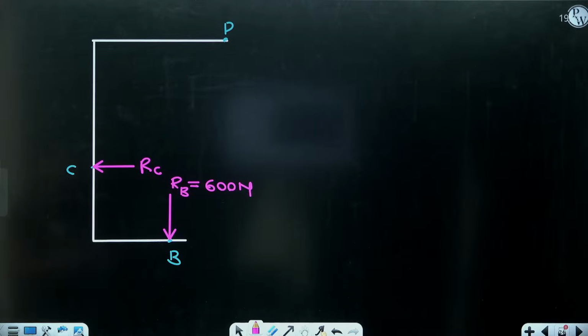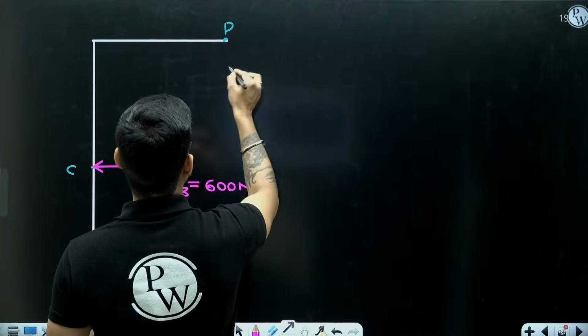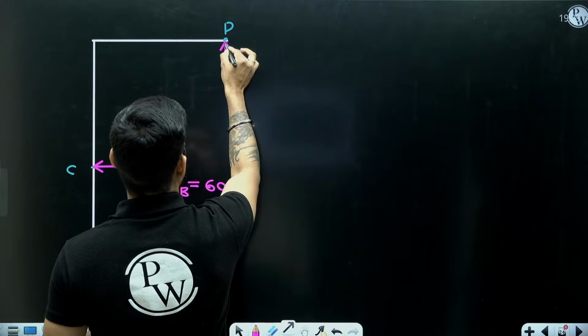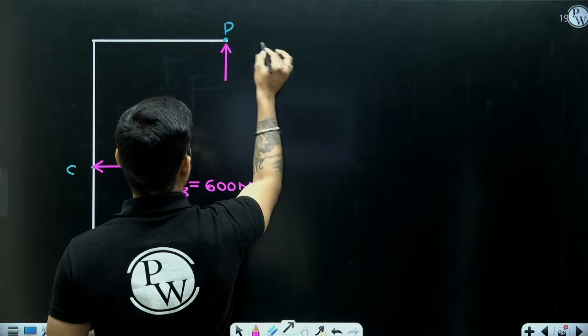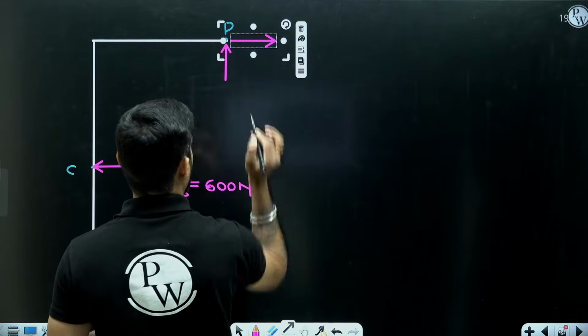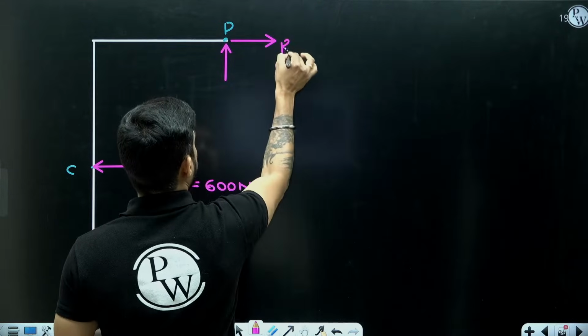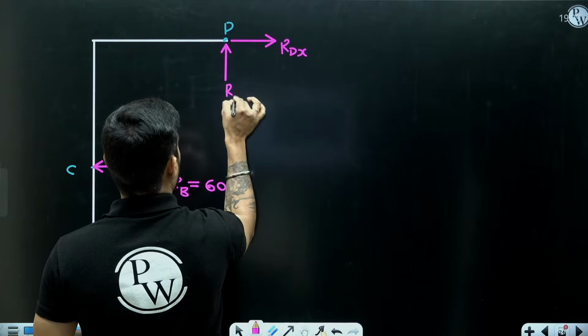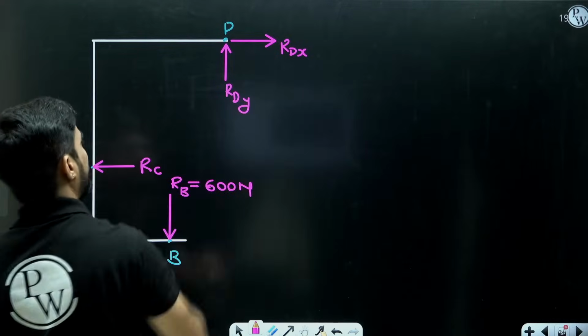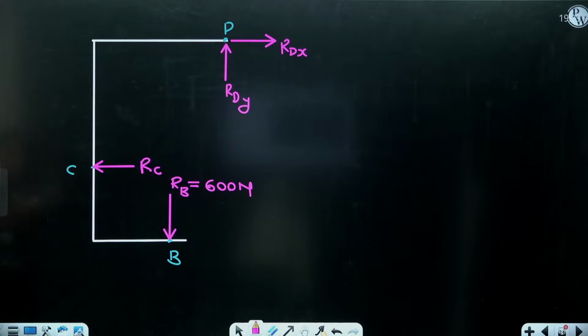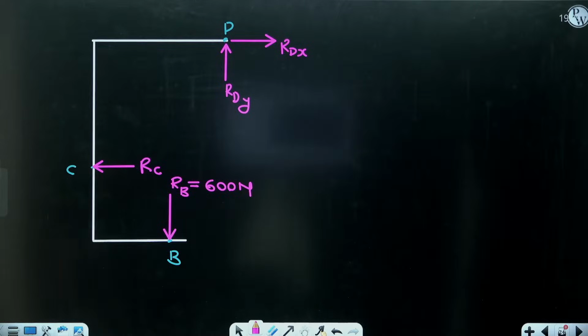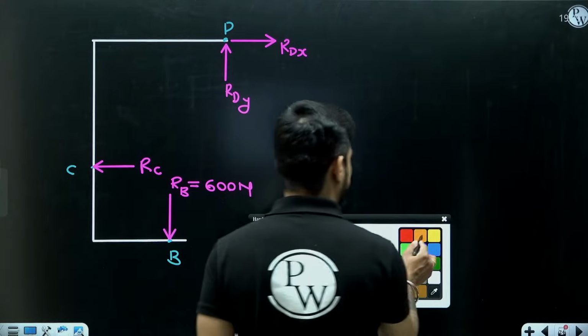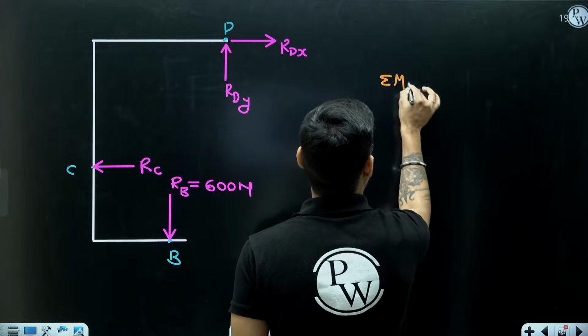If I remove the hinge, I will get two reactions here. I don't know their directions, I am just assuming. But I don't need to find their values. I need to find RC. So how to find RC? Just take moment at point D.